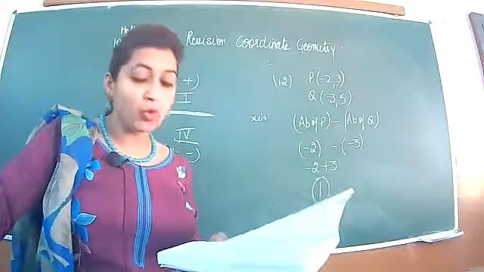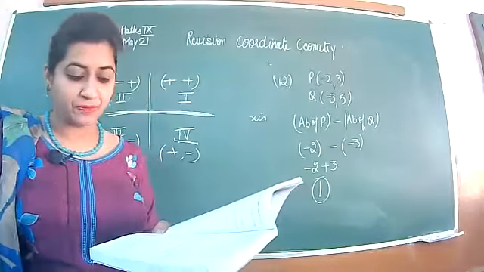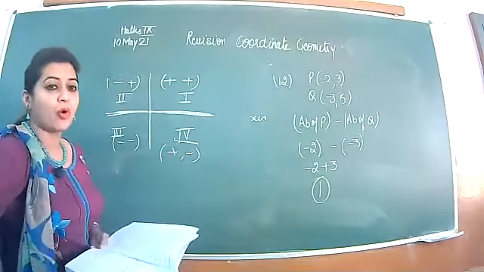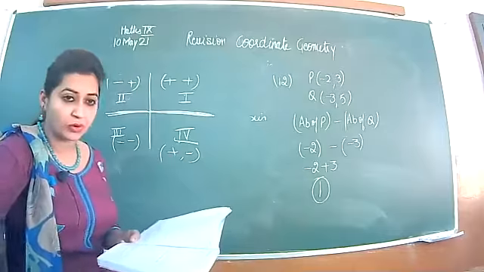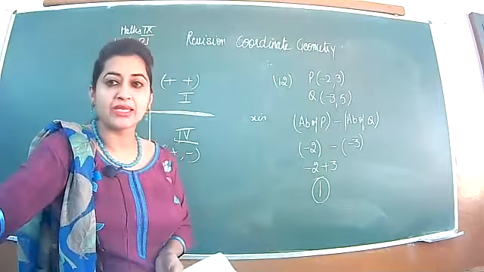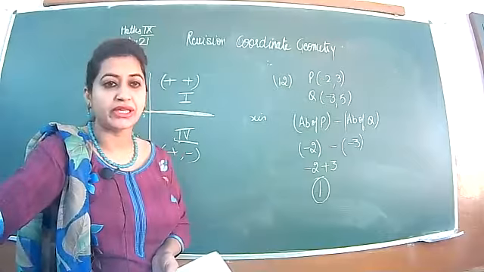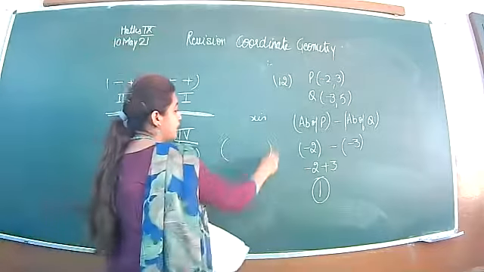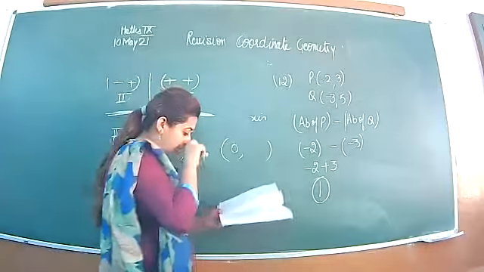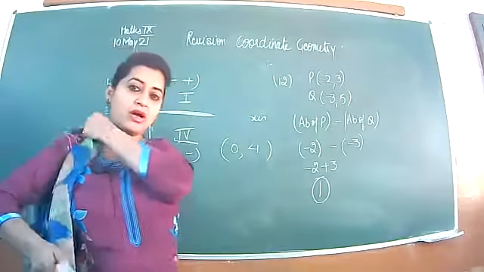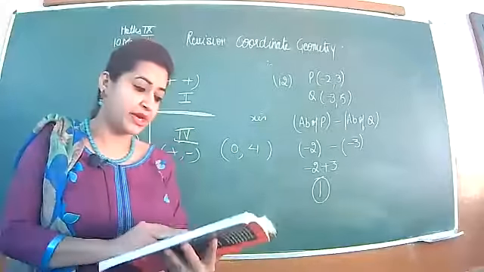Write the point whose ordinate is 4 and lies on y-axis. If the point lies on y-axis, then its abscissa will be 0. Abscissa means x coordinate 0 and the ordinate is 4. So the point becomes 0, 4. Okay.